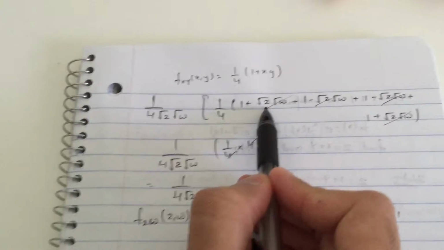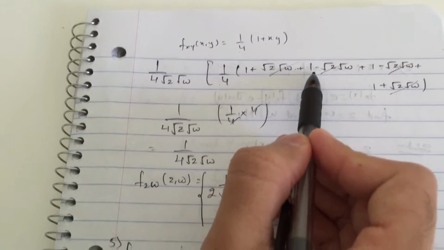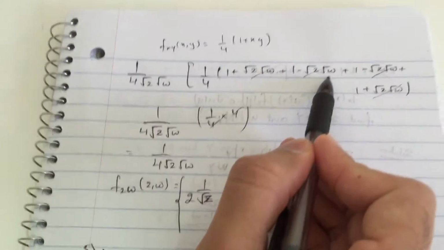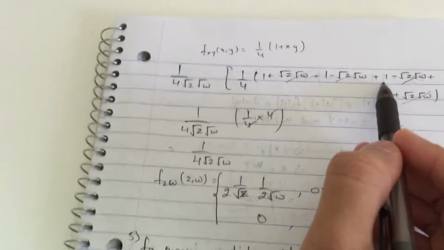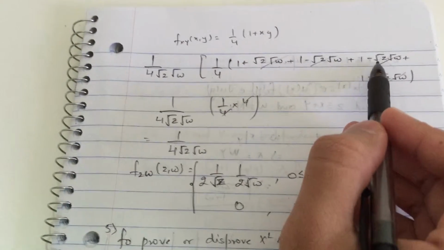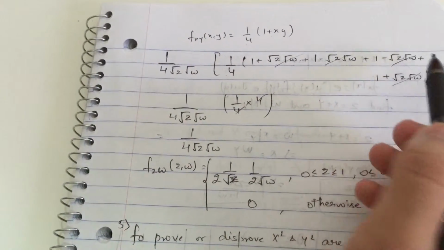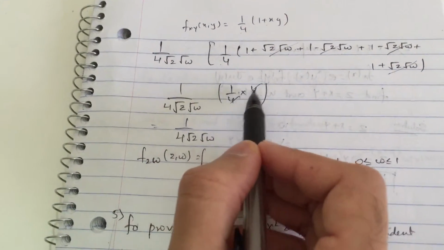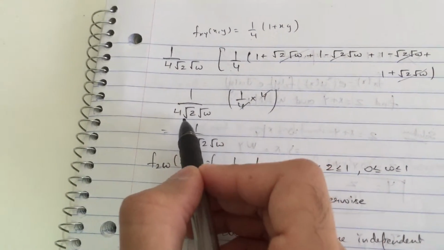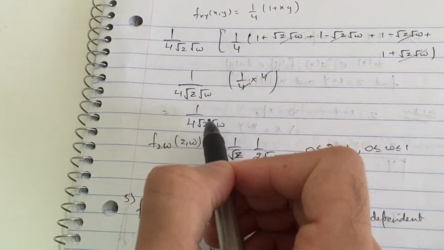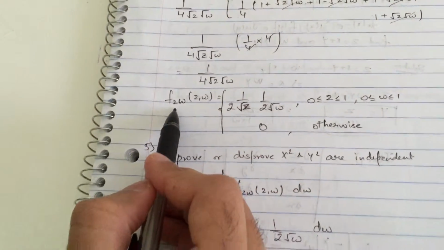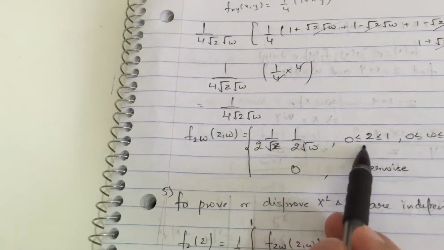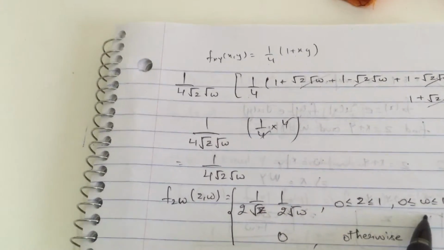So this becomes 1 plus root z root w, plus 1 minus root z root w, plus 1 minus root z root w, plus 1 plus root z root w. These terms cancel out and we are left with 1 upon 4 into 4 into 1 upon 4 root z root w. So our fzw becomes 1 upon 2 root z into 1 upon 2 root w, for z lying between 0 and 1 and w lying between 0 and 1.